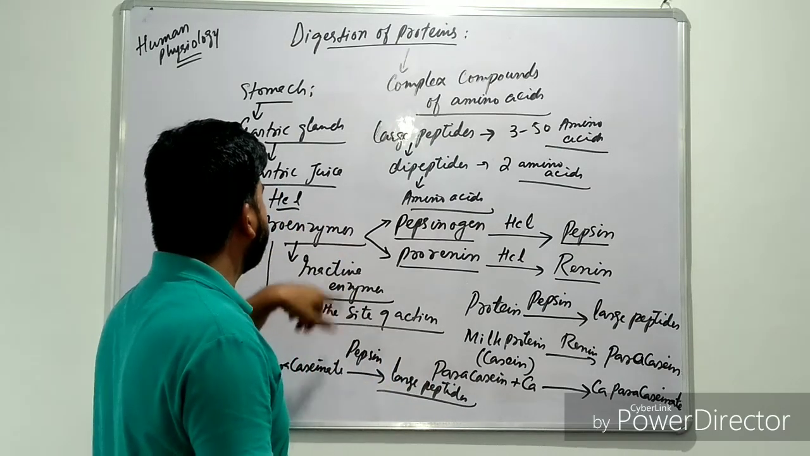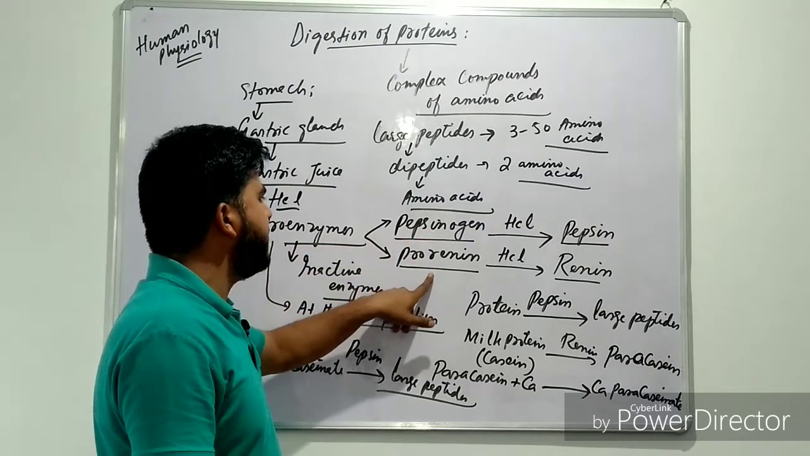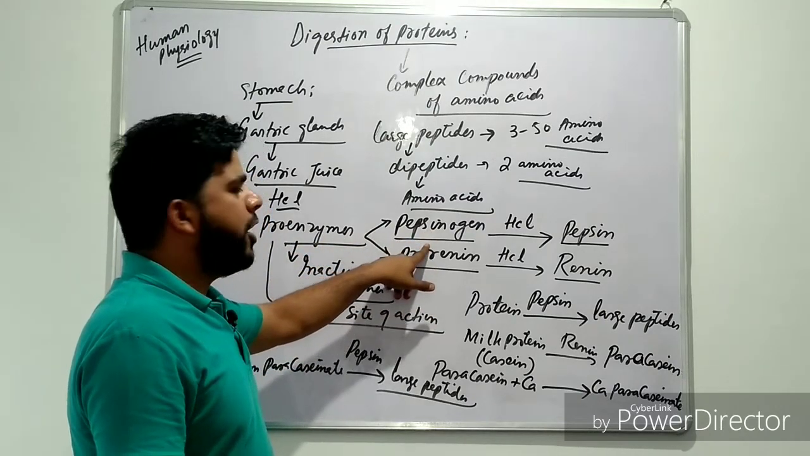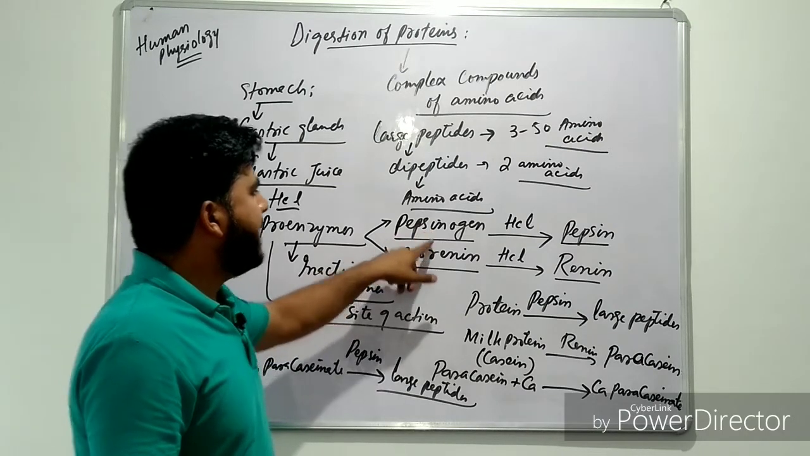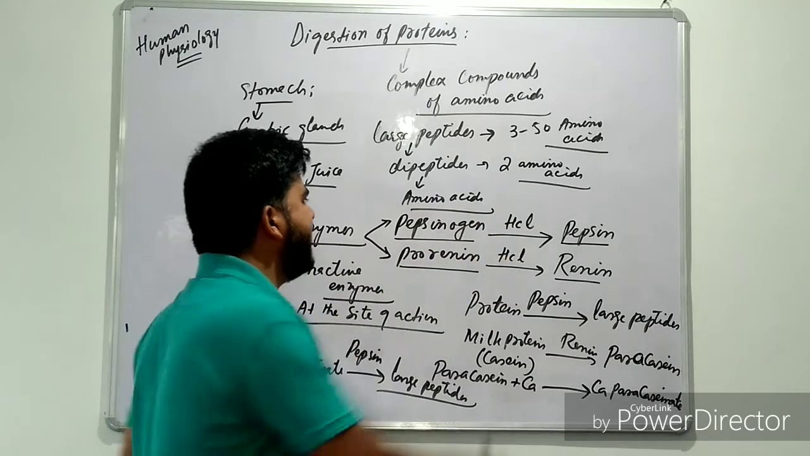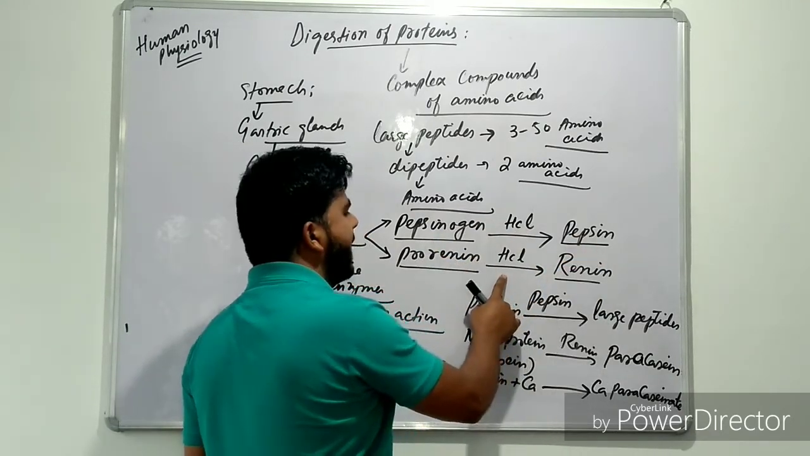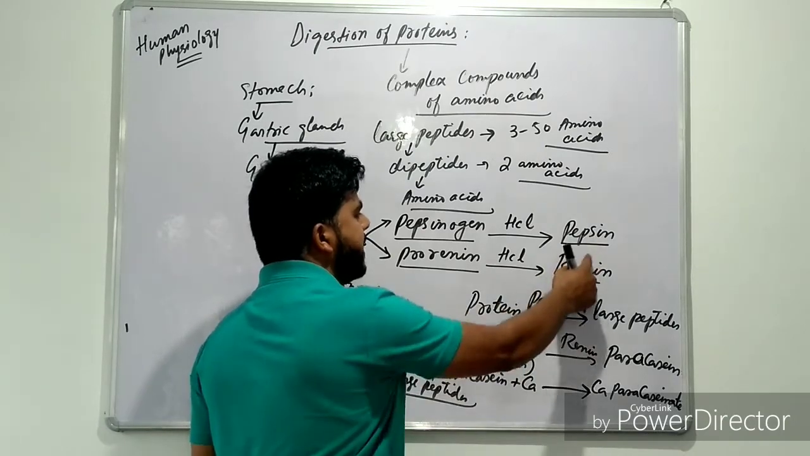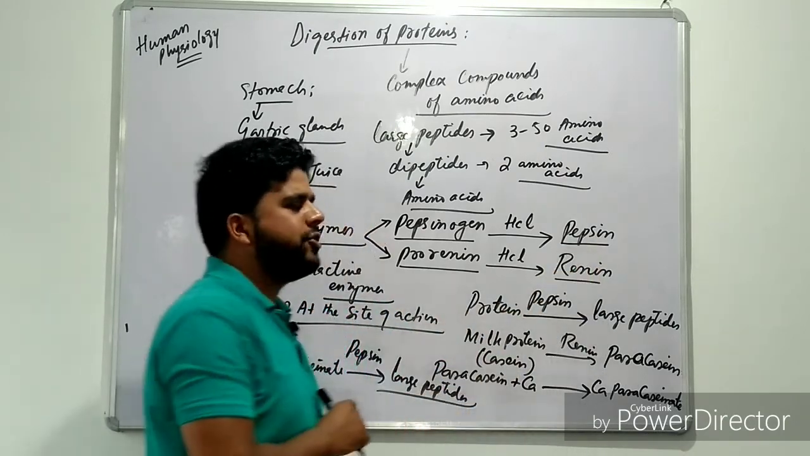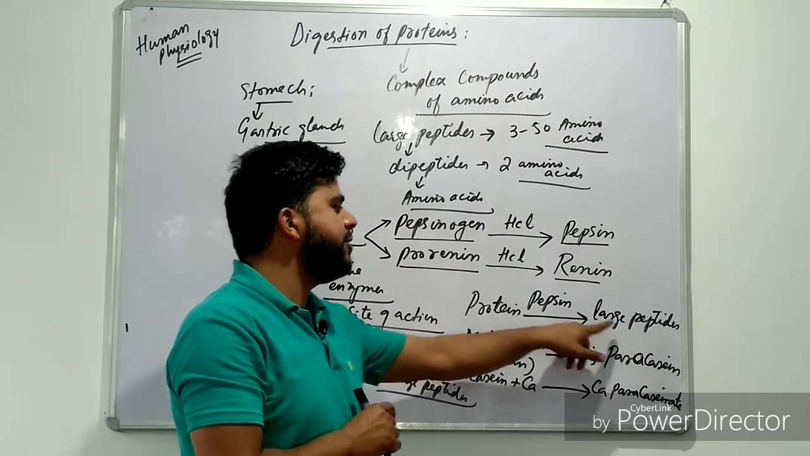And besides that, the proenzymes, the two types of proenzymes, pepsinogen and prorenin, these are proenzymes, they are not going to act upon the proteins because they are inactive. They will be activated by the hydrochloric acid. HCl will act upon the pepsinogen, convert it into the pepsin. HCl will again act upon the prorenin, convert it into the renin. So after that, this pepsin and renin actually start the process of digestion of the proteins. Pepsin acts upon the protein, converting it into large peptides.